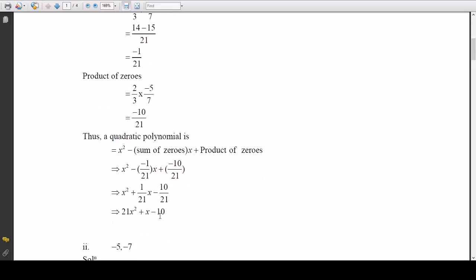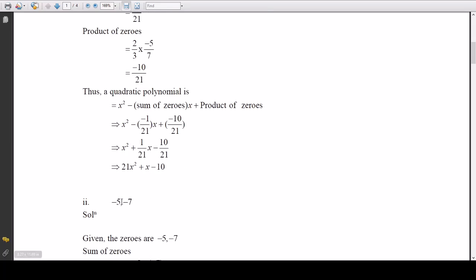Now what you'll do here, you multiply throughout the equation by 21. 21 multiplied by x square, 21x square. 1 by 21 x multiplied by 21, the 21 gets cancelled, we'll have only x, and same here also. 10 by 21 multiplied by 21, you'll get only 10. Clear?